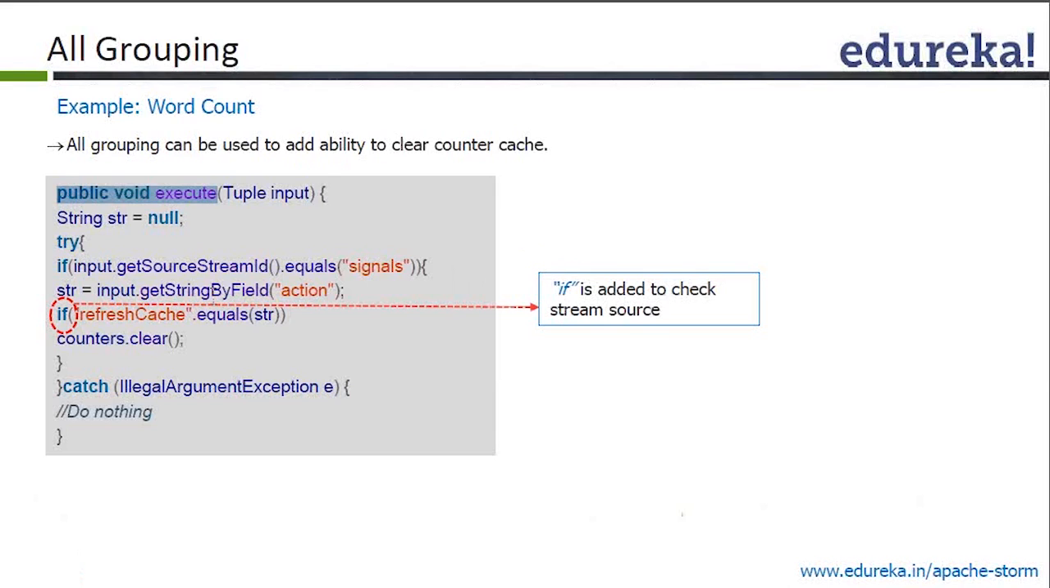Okay, not a problem. So now, if you see this, what we are trying to achieve here is getting the input stream altogether, and this is where it is important. See this: if input.getSourceStreamId().equals("signals"). This is just a simple example wherein we are checking your source alias. Now this is something which is important, just check.